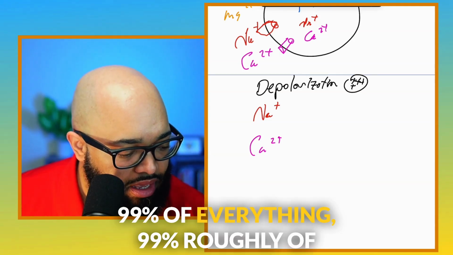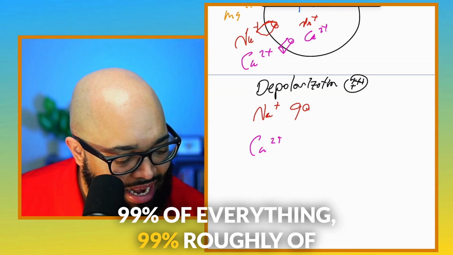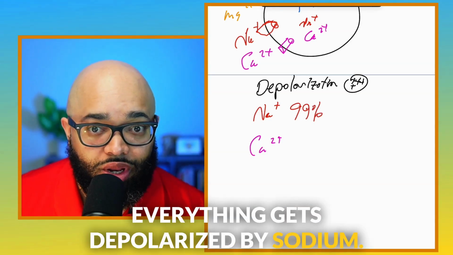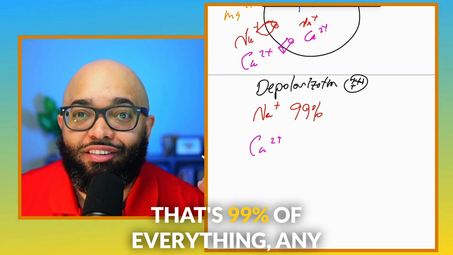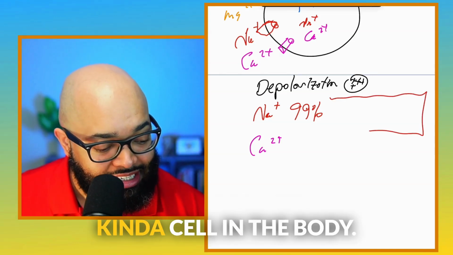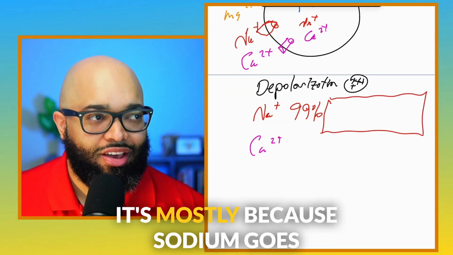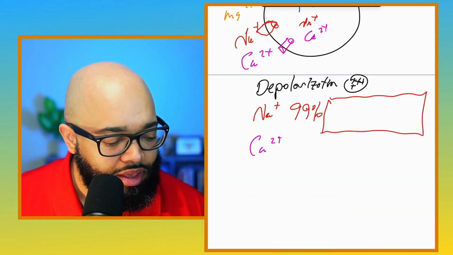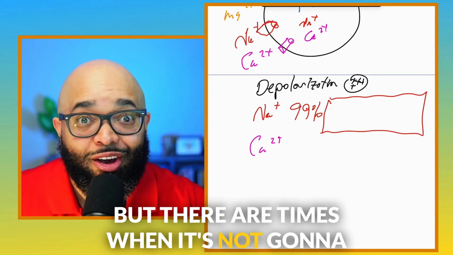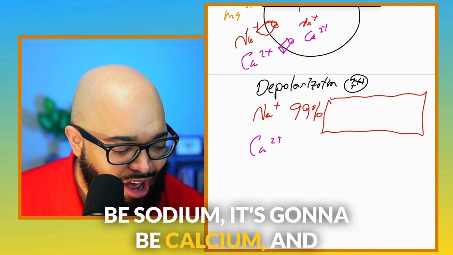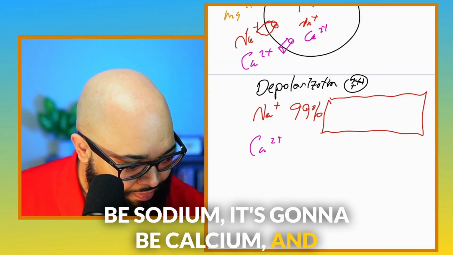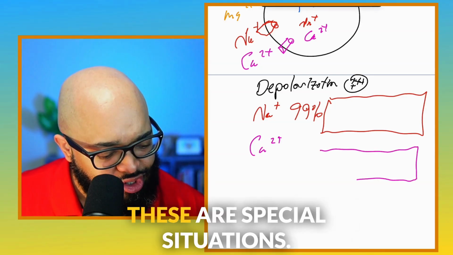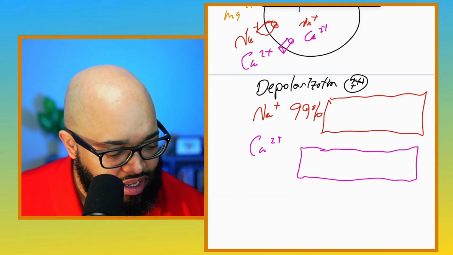Roughly 99% of everything gets depolarized by sodium. That's 99% of everything. Any kind of cell in the body, it's mostly because sodium goes inside the cell. That's what makes the cell excited. But there are times when it's not going to be sodium, it's going to be calcium. And that's going to happen the rest of the time. These are special situations.